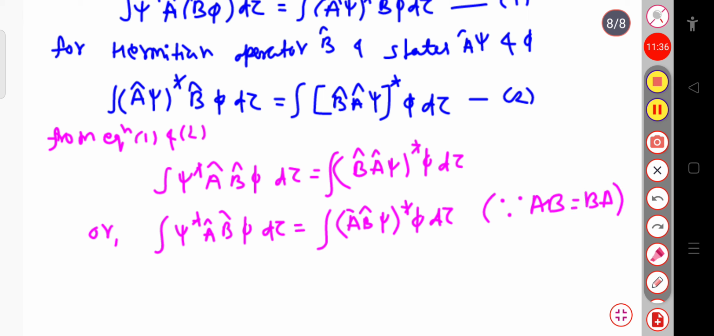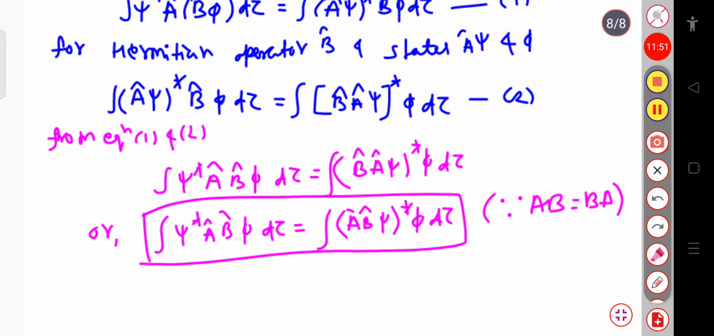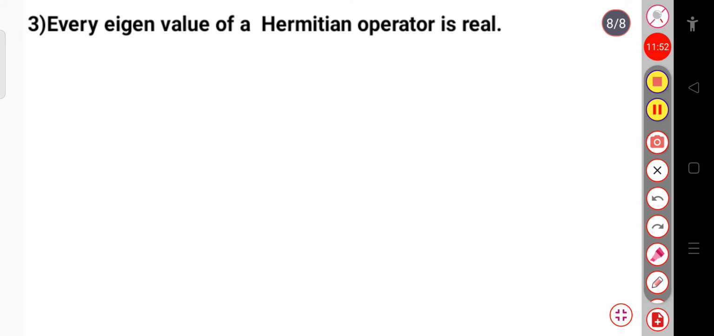So here we have proved that the product of two commuting Hermitian operators, A and B are here Hermitian, so the product of two commuting Hermitian operators is also Hermitian. Okay. Now next we will see that every eigenvalue of a Hermitian operator is real.